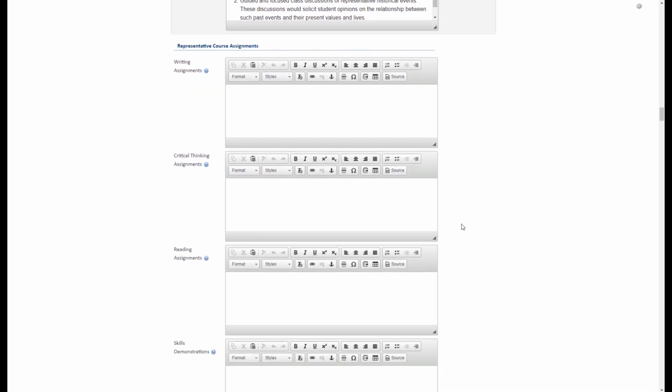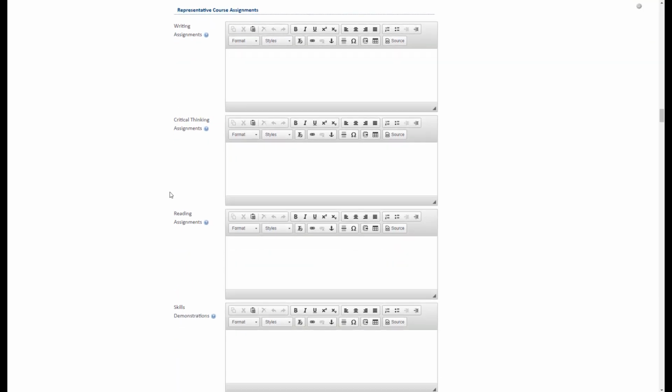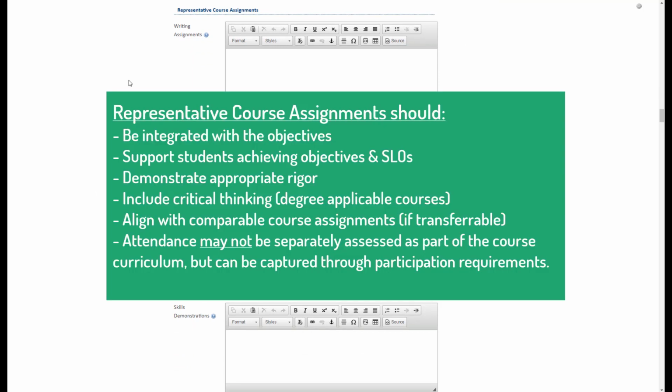Alright, so the next section is representative course assignments. Assignments should be presented in a manner that reflects integration with the stated objectives. Assignments should support students achieving the course objectives and the ability to perform the student learning outcomes. Assignments should demonstrate appropriate rigor for the level and difficulty of the course. Assignments should include critical thinking for degree applicable courses.